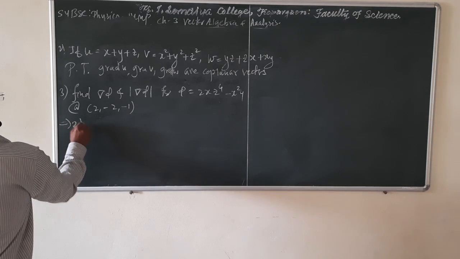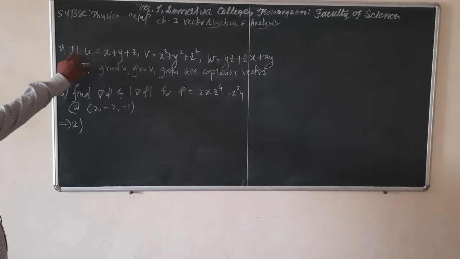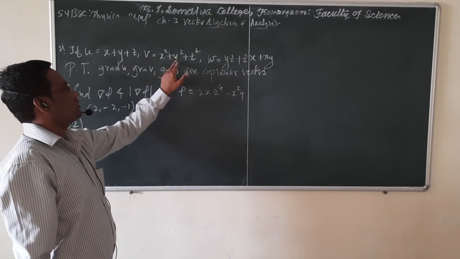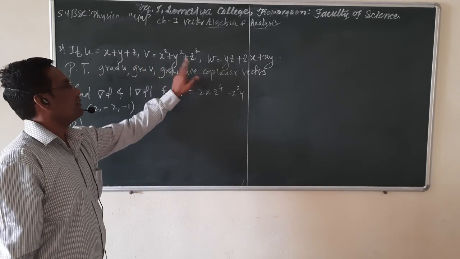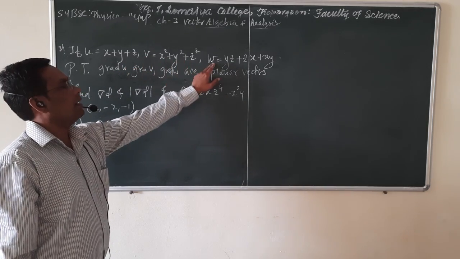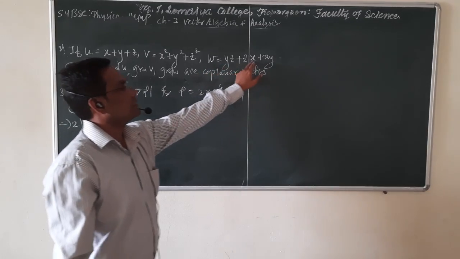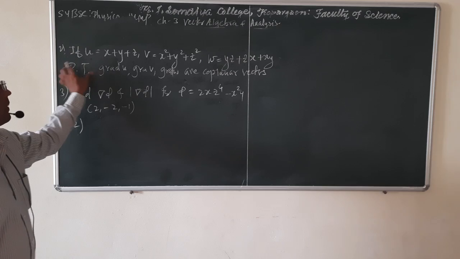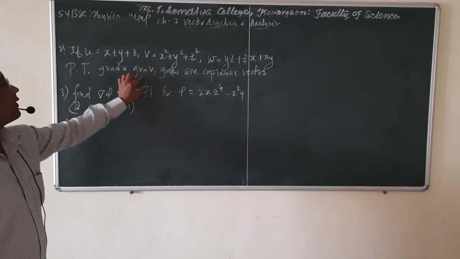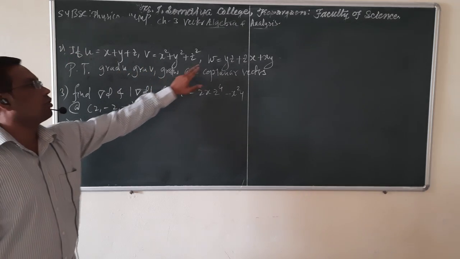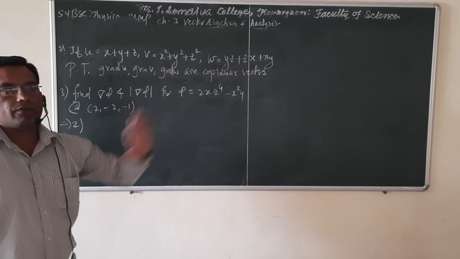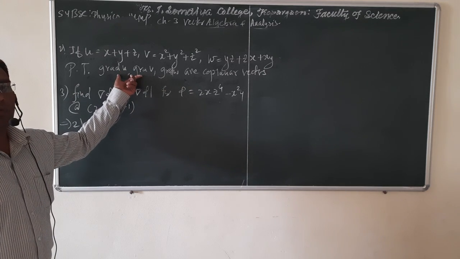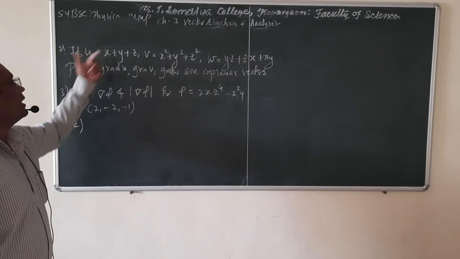What is problem number 2? If u is x plus y plus z, v is x square plus y square plus z square, the addition of these, and w is yz plus zx plus xy, we have to prove that gradient of u, gradient of v, and gradient of w are coplanar vectors. Before showing these three vectors are coplanar, we have to find out the gradients.